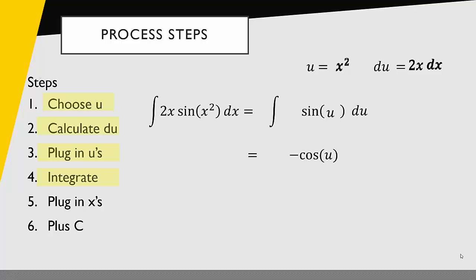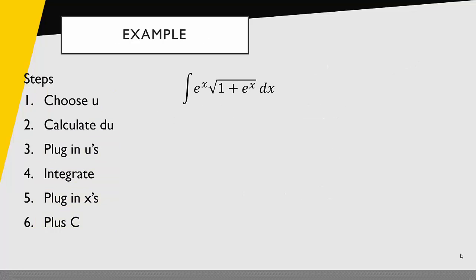So now I'd like to go back to my original variable x. To do that, I need to plug in my x's. I'm going to replace the u by what it's equal to, which is x squared. The result is negative cosine of x squared. And the last step, of course, is to add my constant of integration. All right, so that's us walking through these steps. Let's look at one more example.